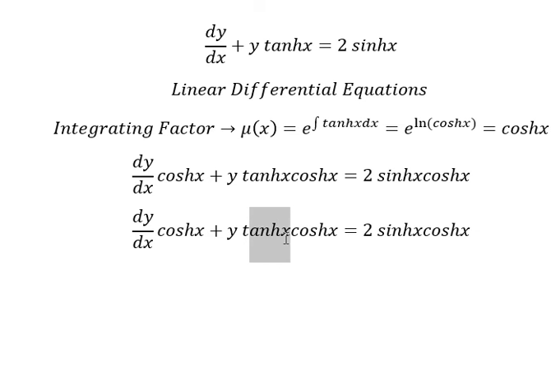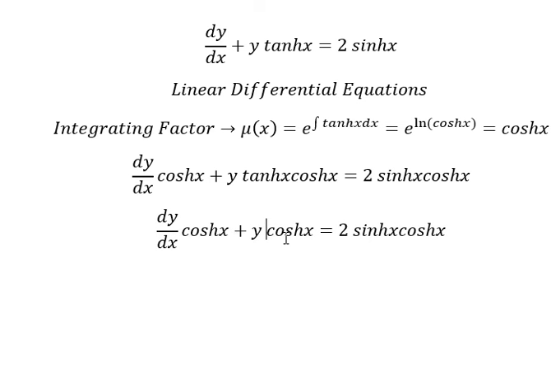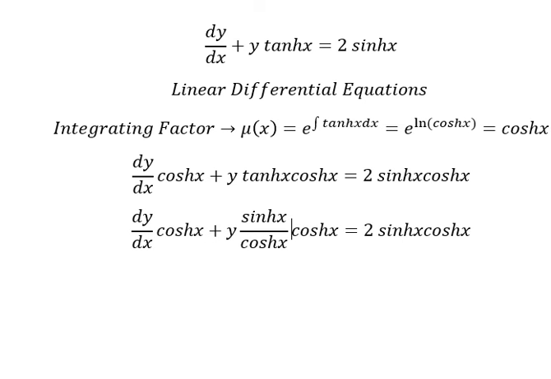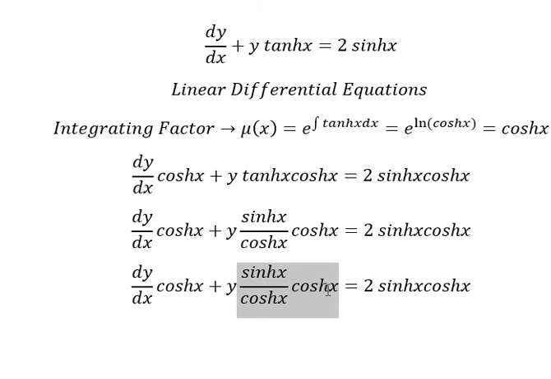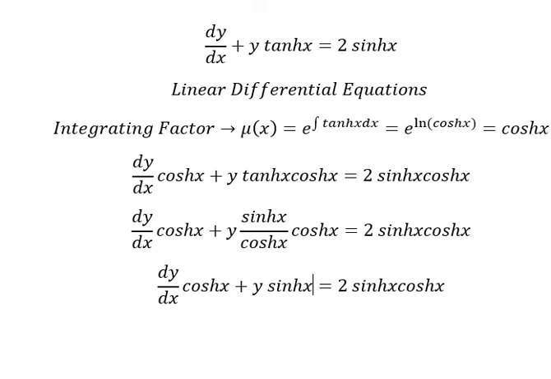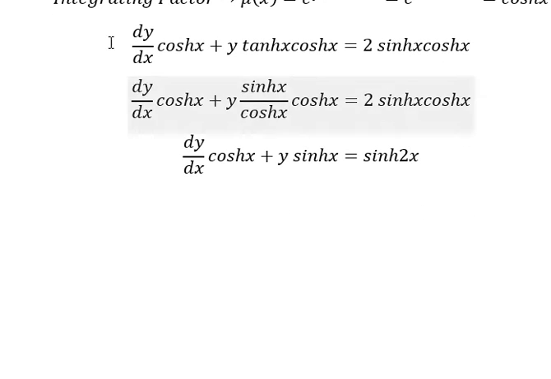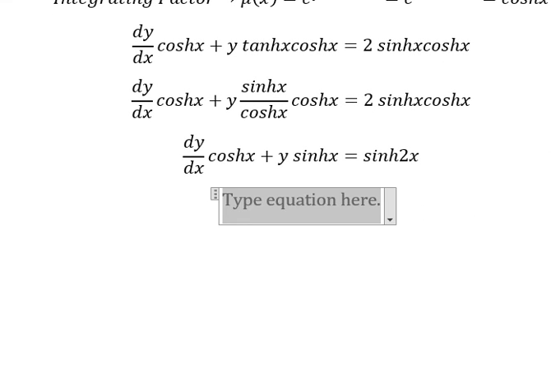So we know that tan x is sin x over cos x. This one we have sin x. This one, this is about identities, so we have sin 2x. Next, we need to integrate both sides.